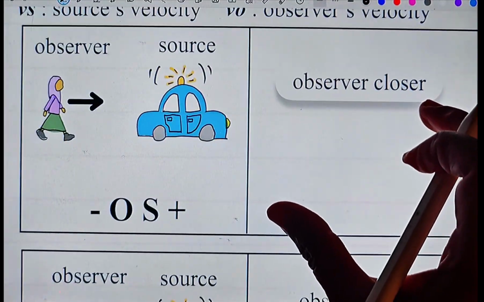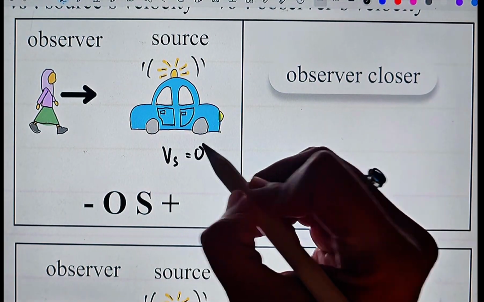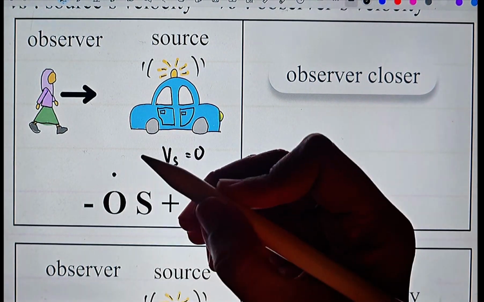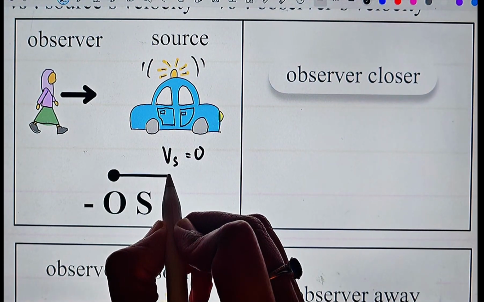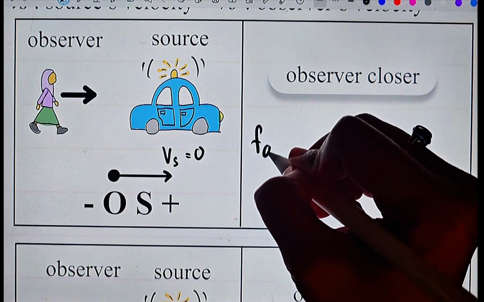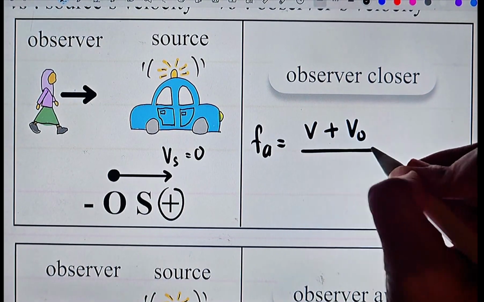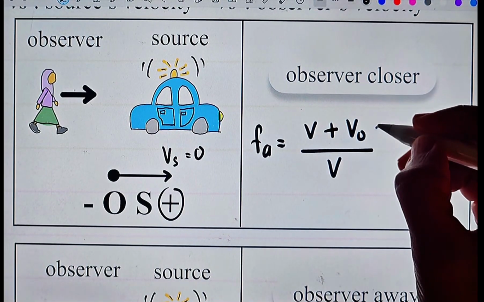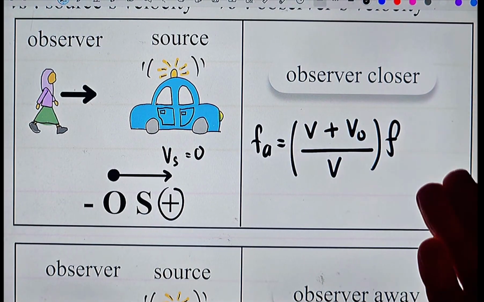Next, for the third situation, this time the V of the source equals 0. So I'm not going to do anything, and the dot goes to the observer. I can see that the observer is moving towards the source of the sound. And for that, Fa equals V plus V observer over V. I leave out the Vs because Vs is 0. So it's going to be like that, times the actual frequency. That's our equation.